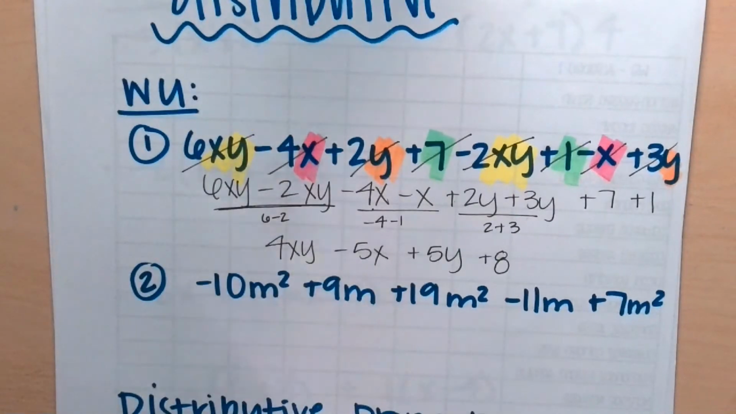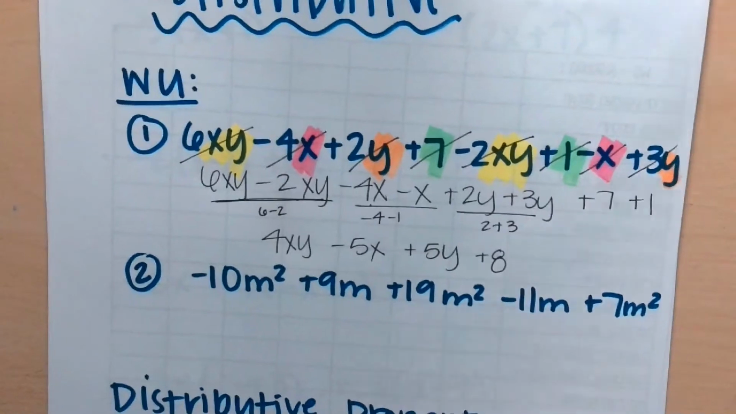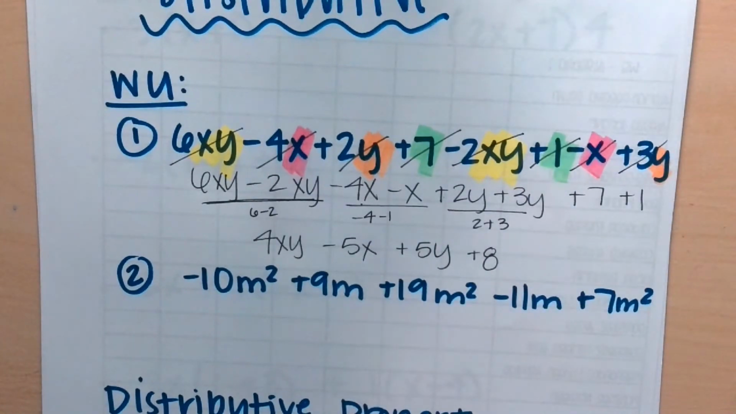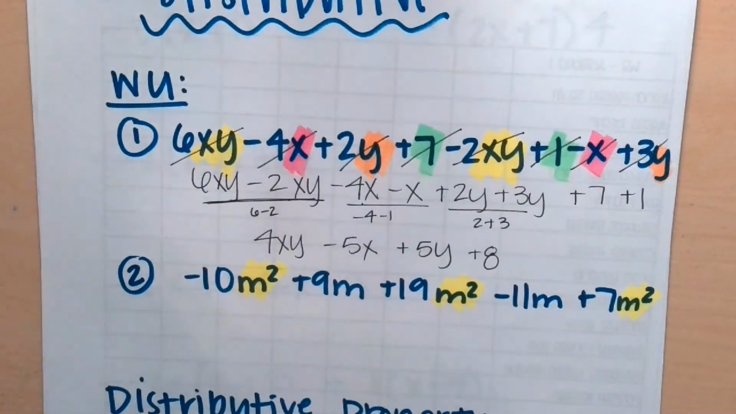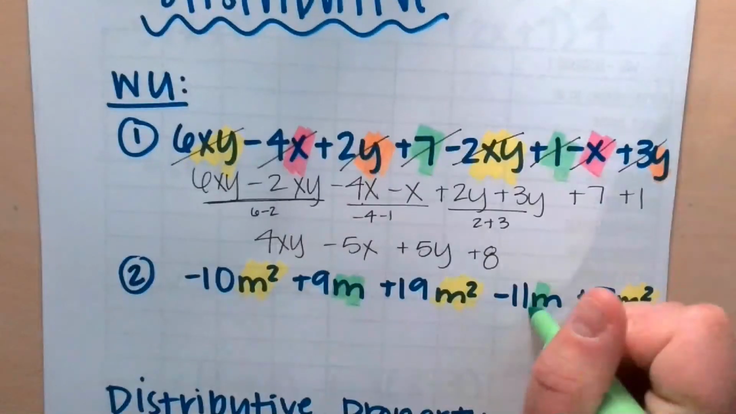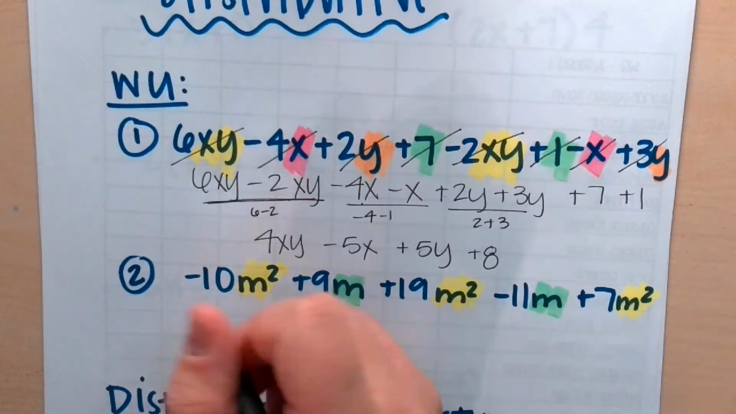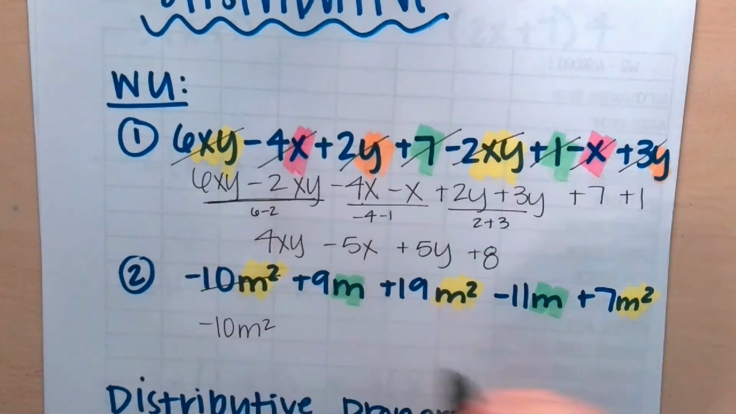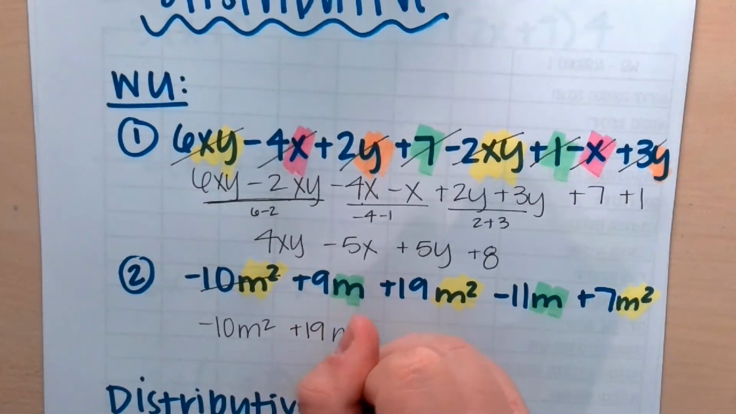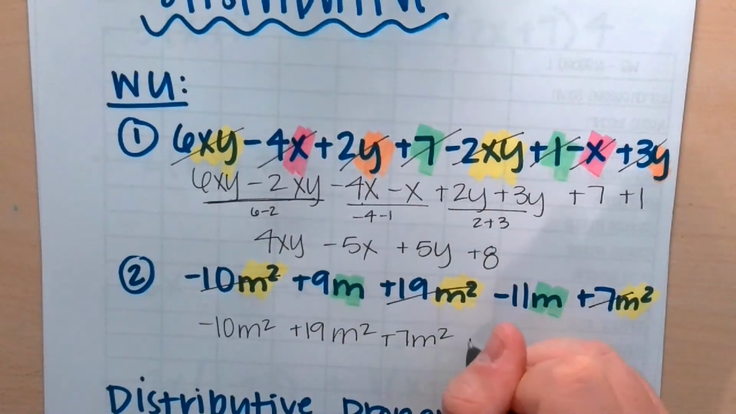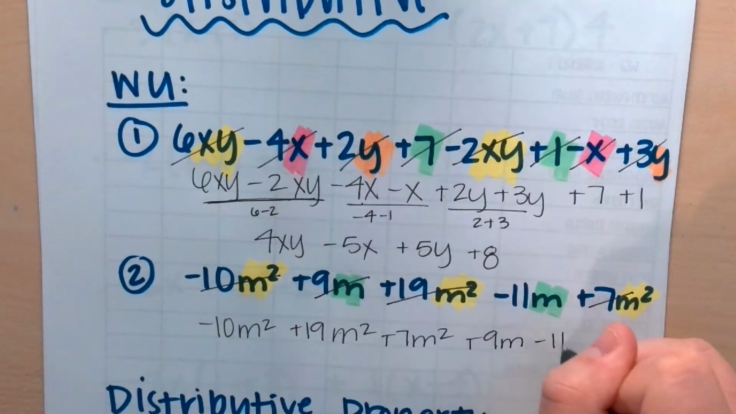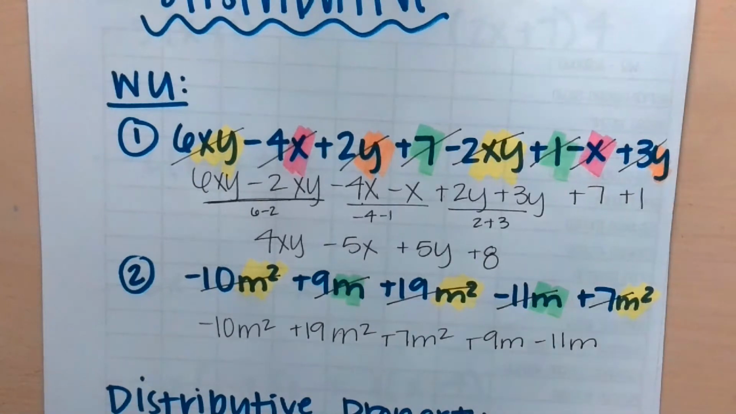Alright, so this is a question that I saw a lot of students struggle with on the math space. I don't know if just having variables that are not x's can throw you guys off sometimes, so that's why I put this one on here. So we will go ahead and identify our like terms, all these m squareds, and then the m terms. So now we need to rewrite. So we have negative 10 m squared plus 19 m squared plus 7 m squared plus 9m minus 11m. So we have all of our terms there.